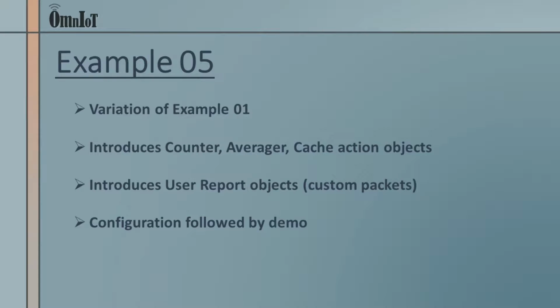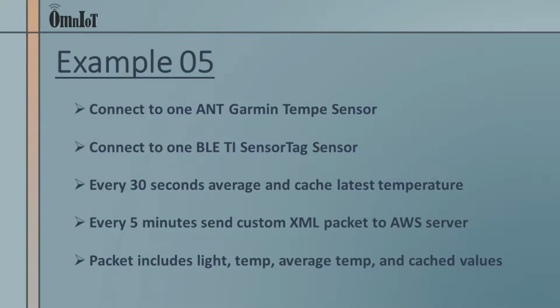And as with the previous demos, we'll go through the process of creating the configuration file, and then we'll quickly do a live demonstration. We're again going to connect to our same ANT and Bluetooth low energy sensors. However, we'll take a different approach to how we report data to our AWS packet capture server.